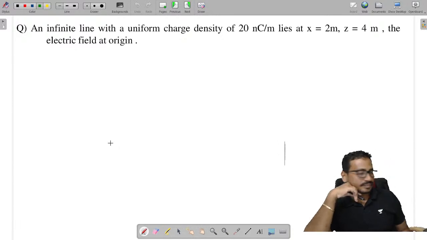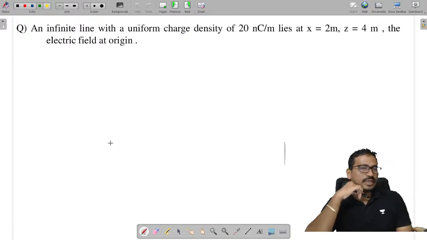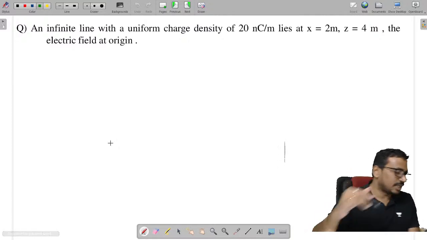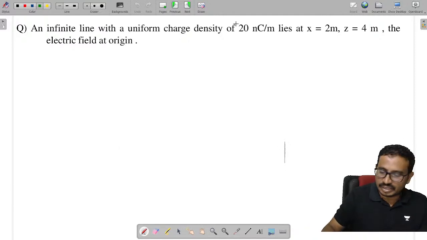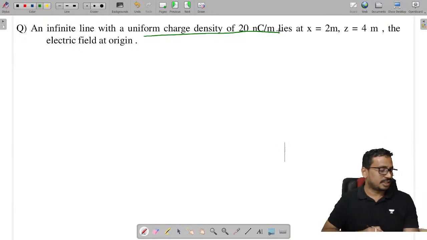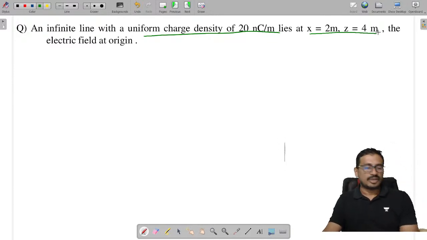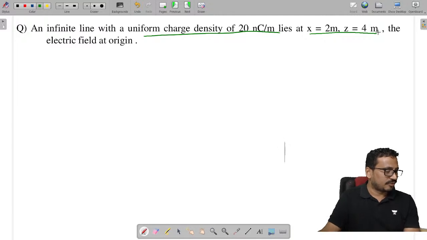Now you see this thing. An infinite line with uniform charge density is given like this. It is an infinite line charge having a charge density as given. This line is located at x equal to 2 and z equal to 4. Now they are asking to find the field.